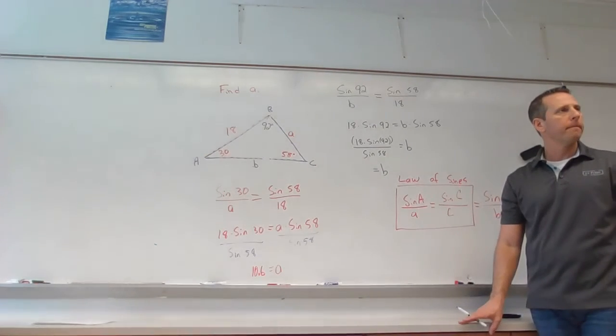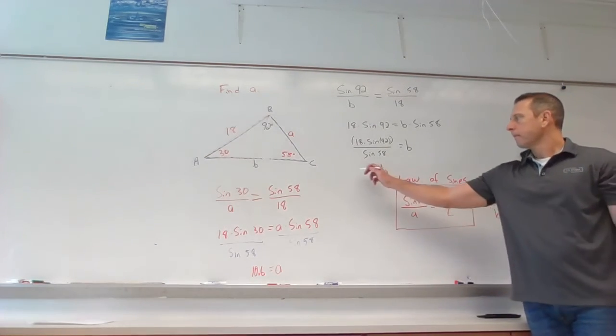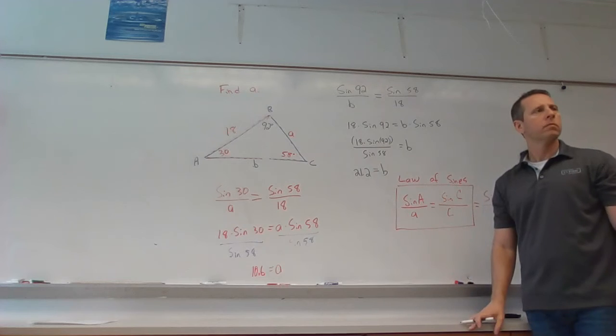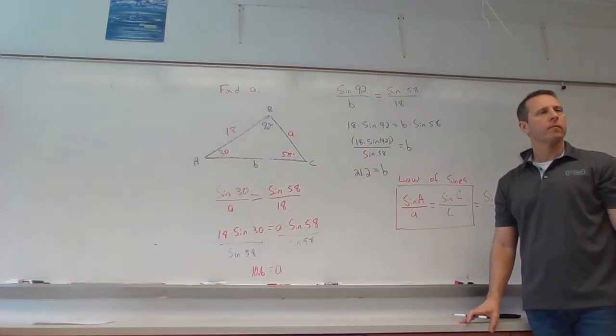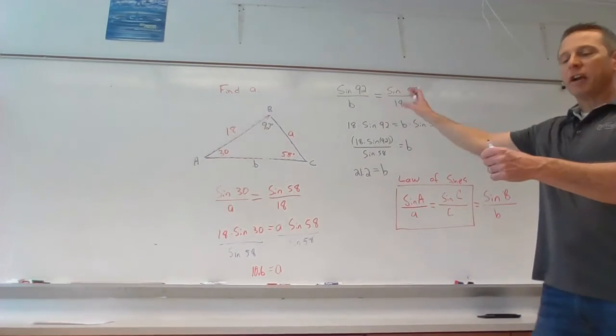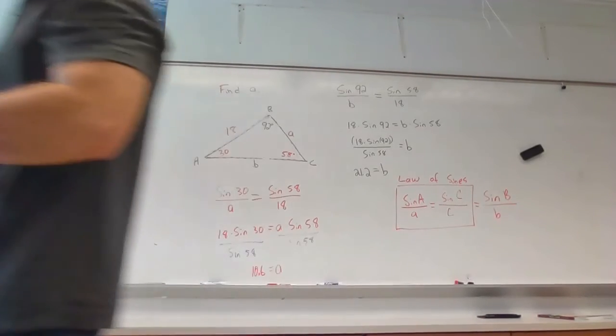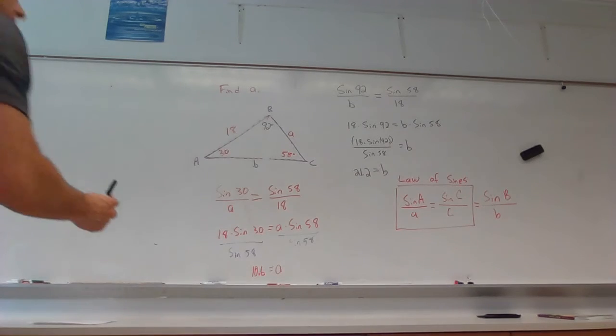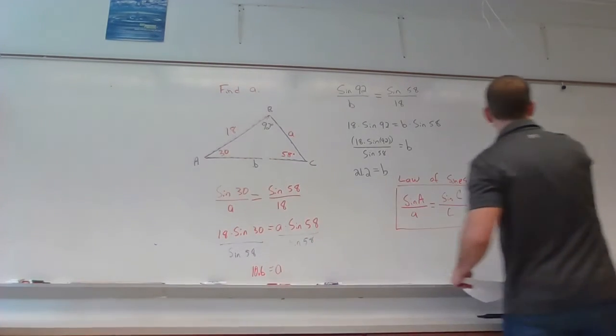What do we get? 21.2. Okay. All right, so that was just right there using law of sines to find a missing side in a triangle that's not a right triangle. If it's a right triangle, SOHCAHTOA. Do the same thing we were doing last week. All right, now let's find a missing angle.